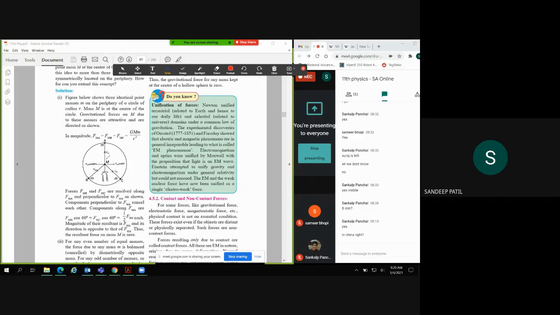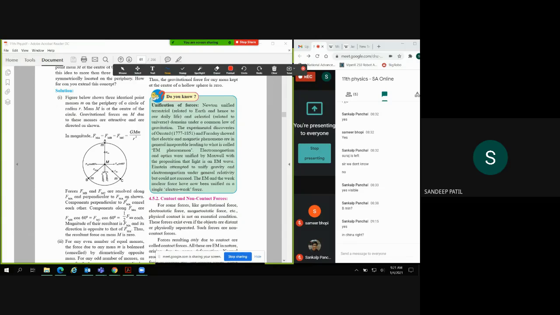Mass m at the center of mass, the forces due to these masses are attractive and are directed as shown. So there are three different forces: FMA, FMB, FMC. Okay, so these are three forces. We know that by the formula GMm divided by R square, we can calculate these forces. Forces FMB and FMC are resolved along FMA, right?